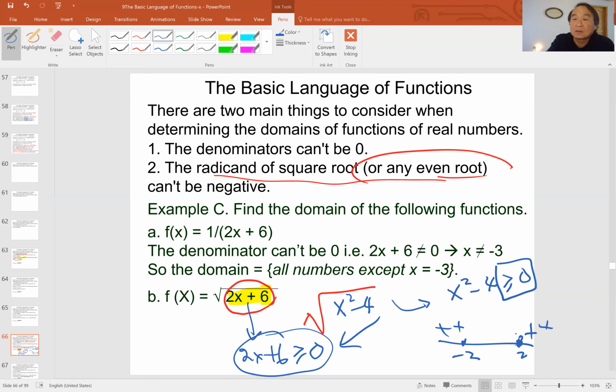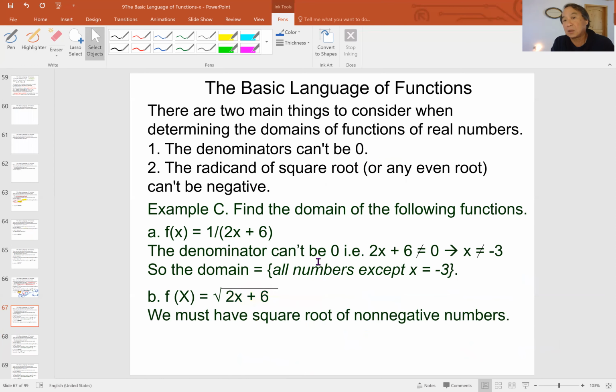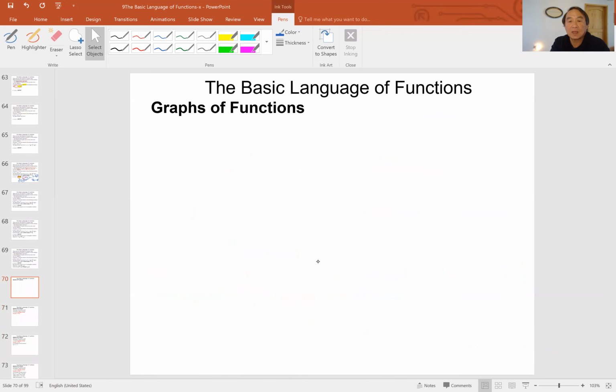So this is a problem for the domain of that formula. You want the inside non-negative and do a sign chart. In this case, it's easy. It's linear. You solve 2x plus 6 bigger than 0, x bigger than 6. So this will be x bigger than 3.